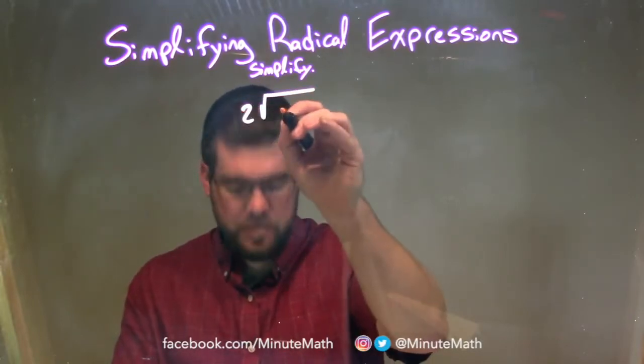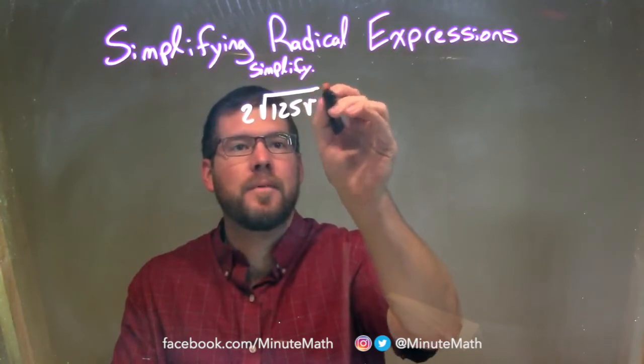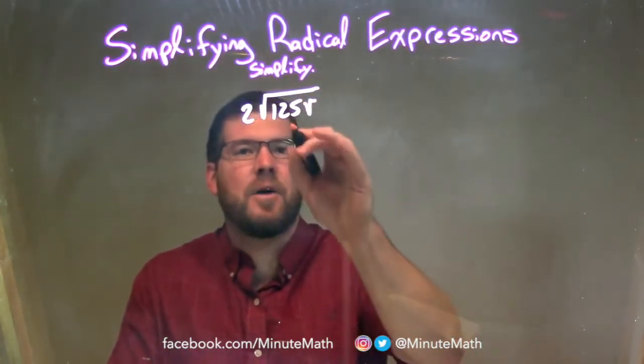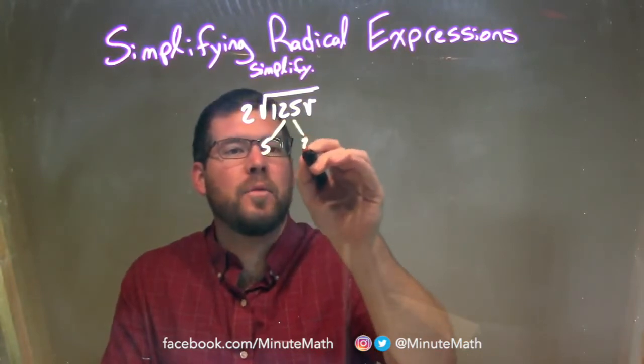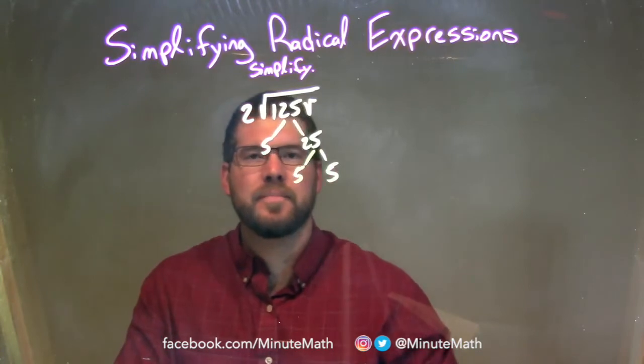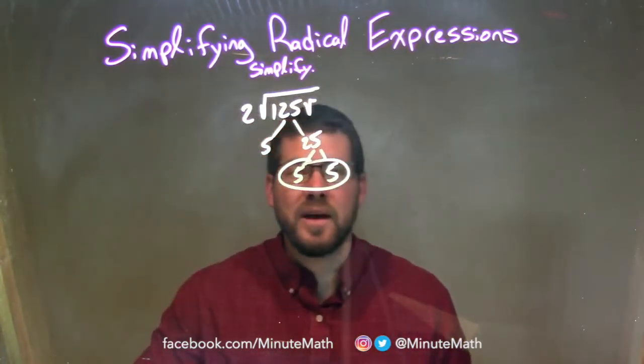2 times the square root of 125v. Okay. Well, 125v, I want to break that down. It becomes 5 times 25, and 25 is 5 times 5. A lot of 5's there. Okay, so now let's go circle our pairs. I see one pair of 5's right there, and that's really it.